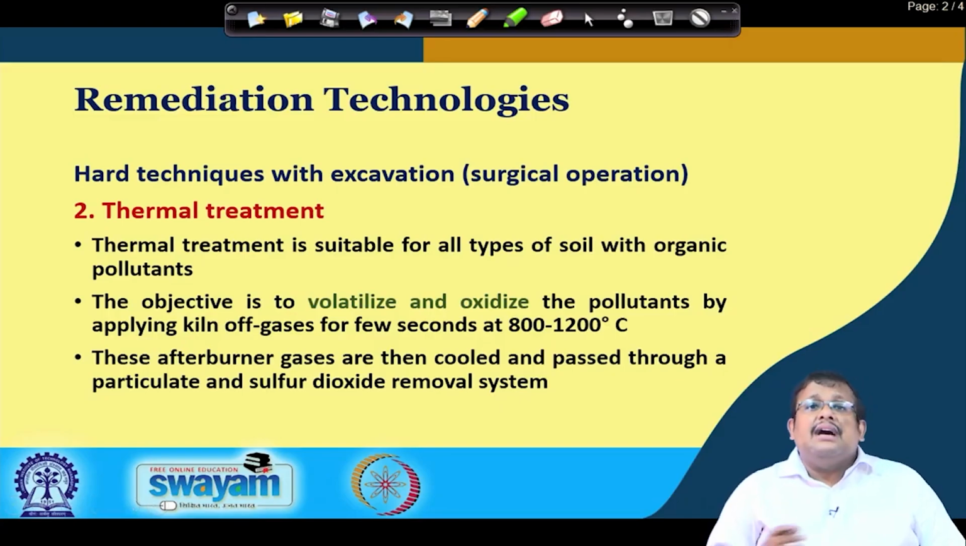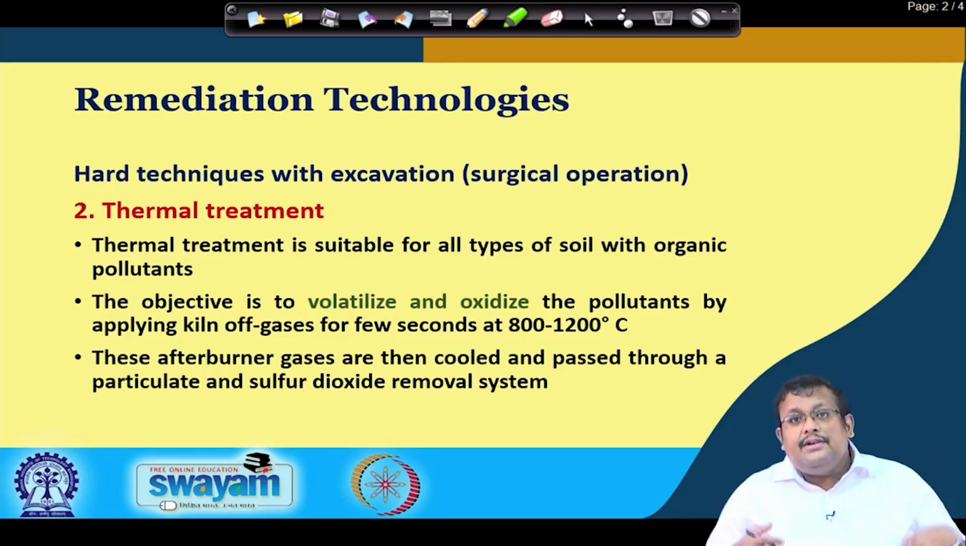Another technique is called thermal treatment. In the first module, I have discussed a couple of them briefly. The thermal treatment is suitable for all types of soil with organic pollutants. The objective is to volatilize and oxidize the pollutants by applying the gases for a few seconds at 800 to 1200 degree centigrade. These afterburner gases are then cooled and passed through a particulate and sulfur dioxide removal system. So, this is how thermal treatment is done.